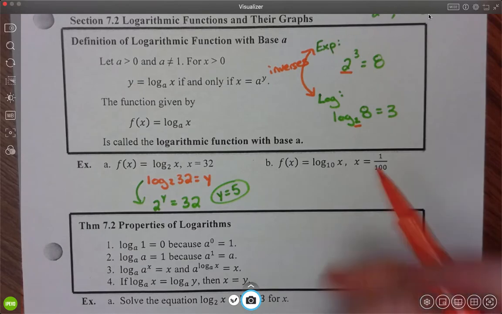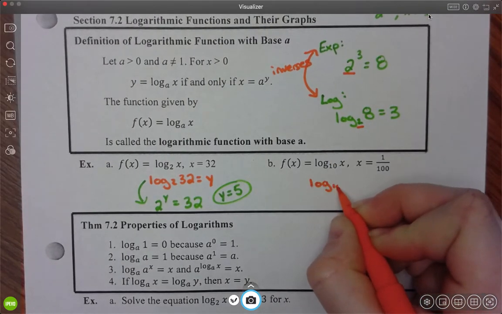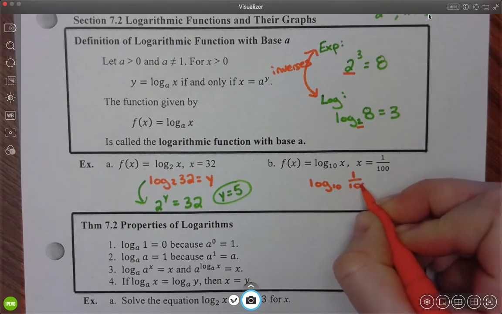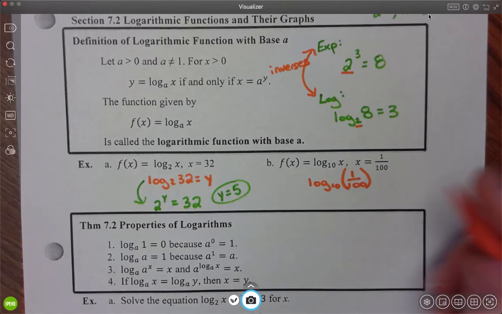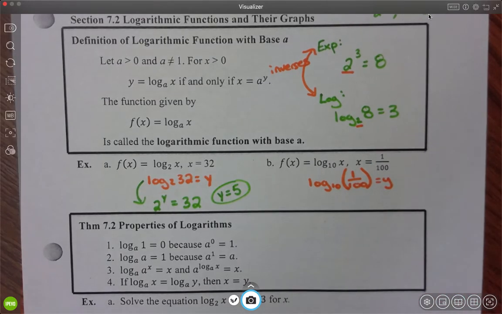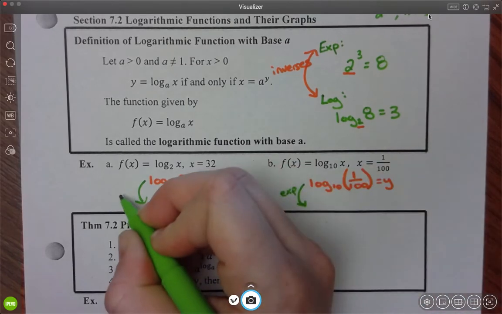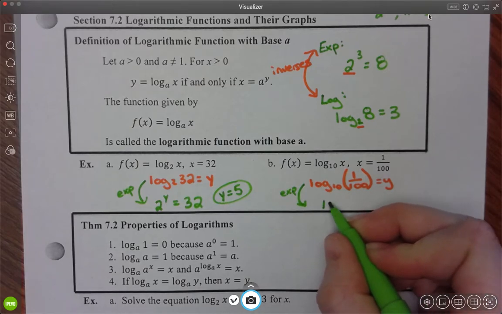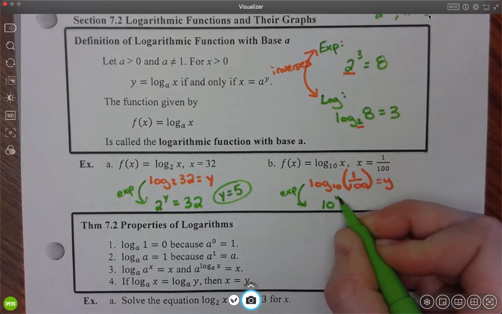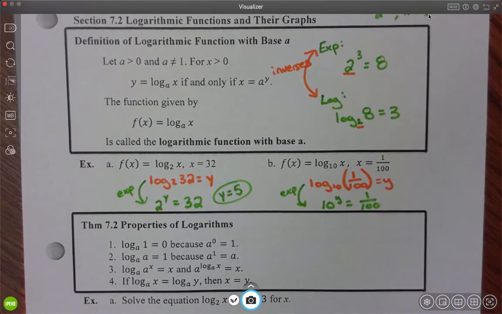Same thing with this one. If I plug that 1 over 100 in for x, I'll have log base 10 of 1 over 100. Sometimes you'll see it written with parentheses, and that's okay. If I set that equal to y and then switch it to an exponential function, this just means 10 to what power will give me 1 over 100, or what will y be in order to get me from 10 to 1 over 100.